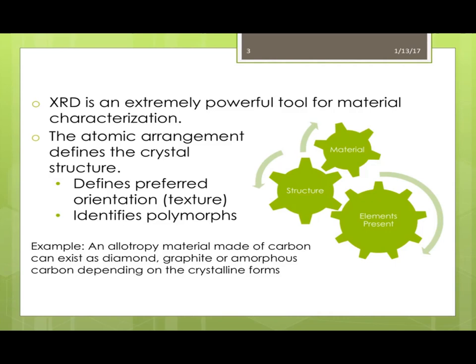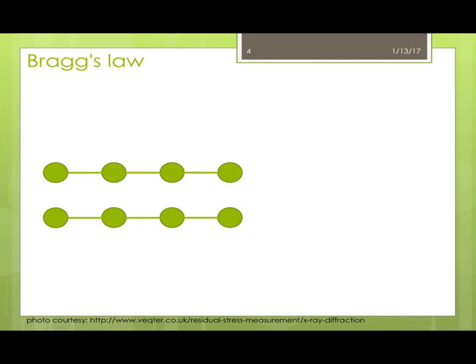So how does XRD actually do this? The best place to start is Bragg's law. Bragg's law is used in defining a material using X-rays, which have very short wavelengths on the scale of an angstrom, and these are aimed at the sample. When the X-rays hit the atoms in the sample, the path of the X-rays is altered.